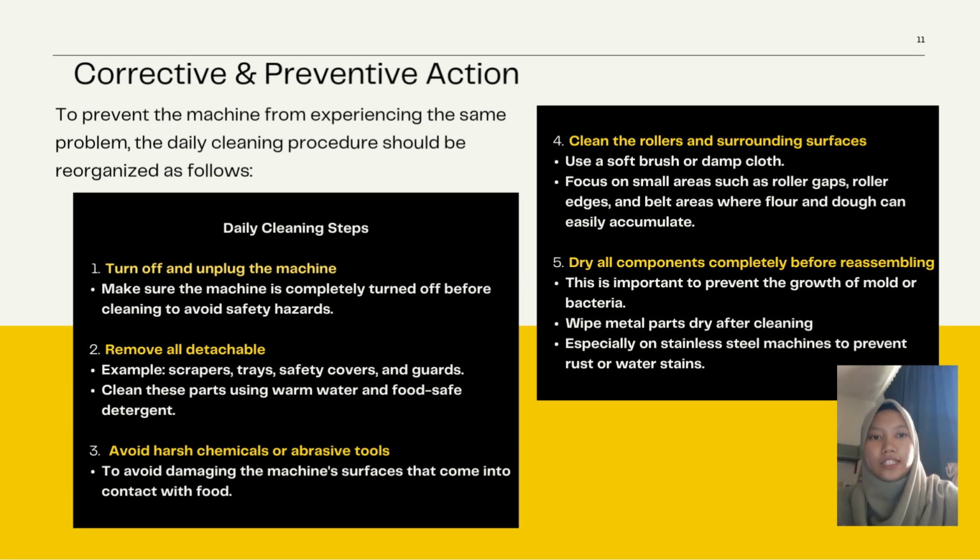So this is the new daily cleaning step. First, we need to turn off the machine and unplug it before cleaning to ensure safety. Second, all detachable parts such as scrapers, trays, safety covers, and guards must be removed and cleaned using warm water and food-safe detergent. Third, harsh chemicals and abrasive tools should be avoided to prevent damage. Fourth, rollers and surrounding areas must be cleaned carefully using a soft brush and damp cloth.